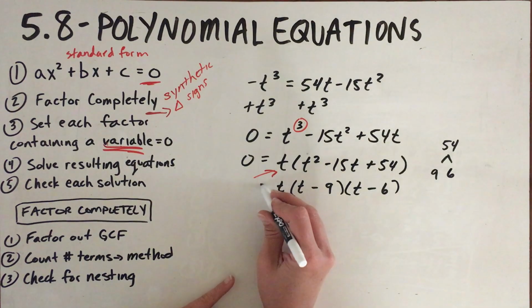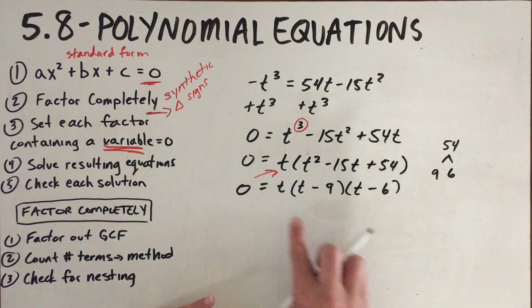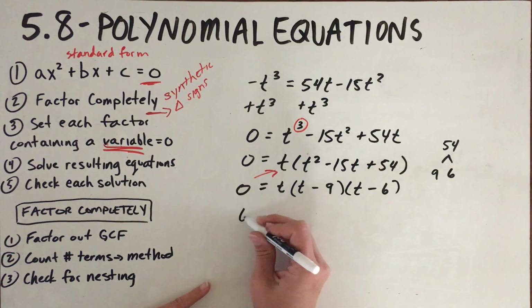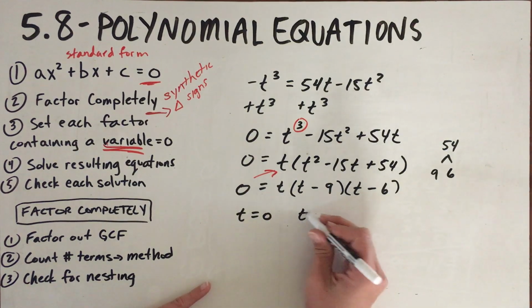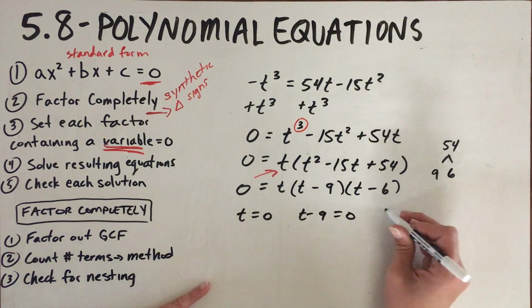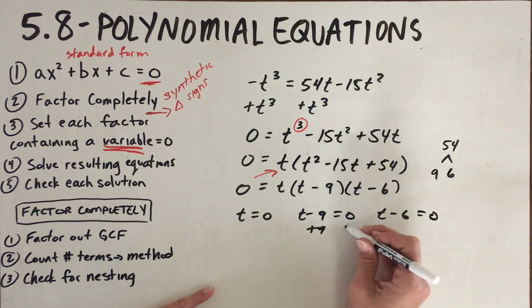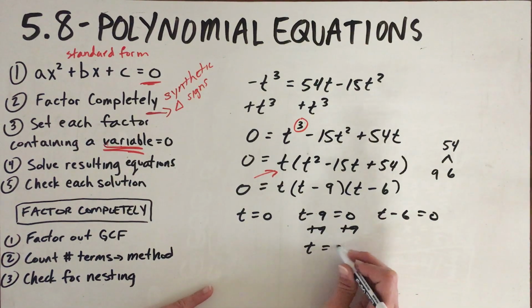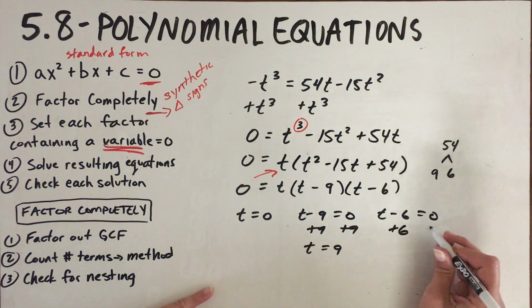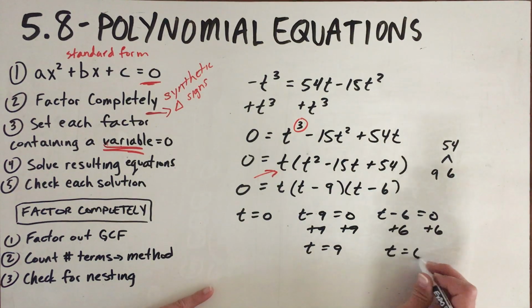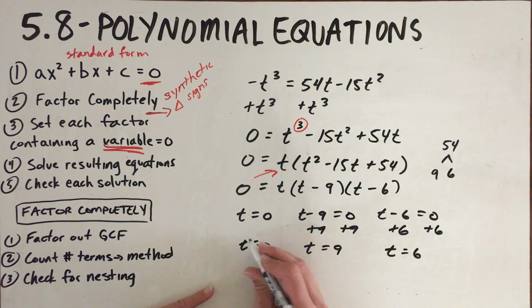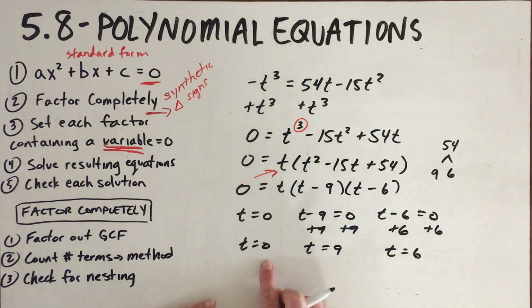So remember that all 3 of these factors are equal to 0. This is a factor, so I need to put t equal to 0, t minus 9 equal to 0, and t minus 6 equal to 0. When I add the 9 to both sides here, I get that t is equal to 9. When I add the 6 to both sides, I get that t is equal to 6. But t is also equal to 0. 0 can be an answer.